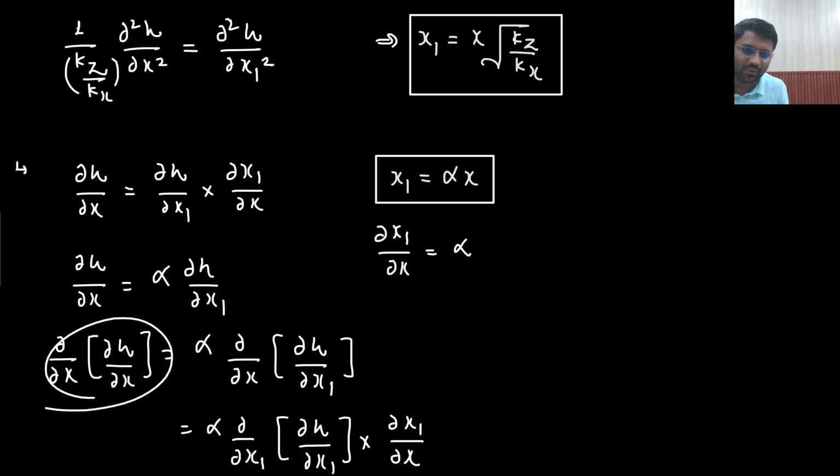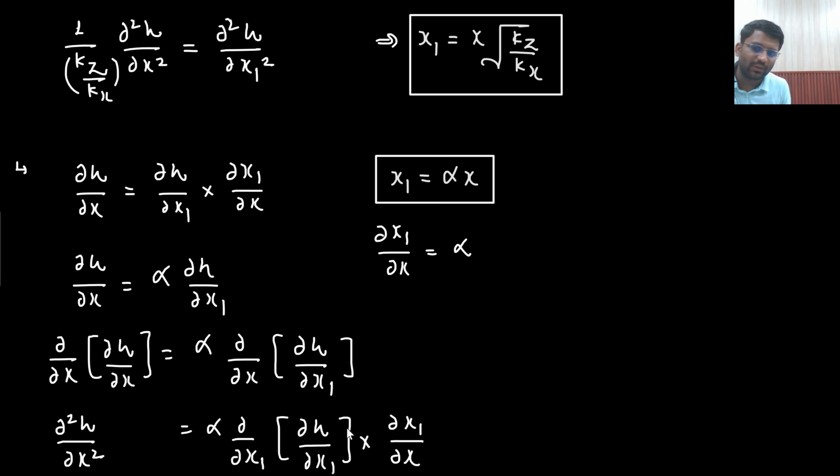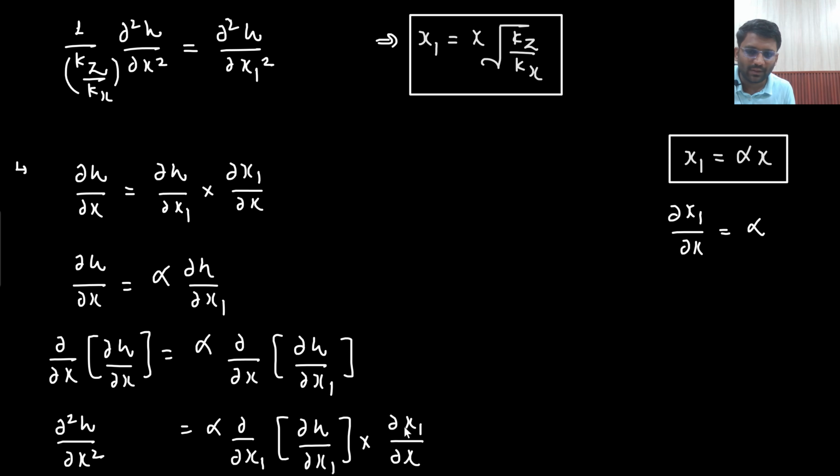So sir, what is this side becoming? This side is nothing but del square h by del x square. And what is this side becoming? What is the value of this? Del x1 by del x. Let's keep this aside. So the value of del x1 by del x is alpha only. So alpha into alpha, it will become alpha square.